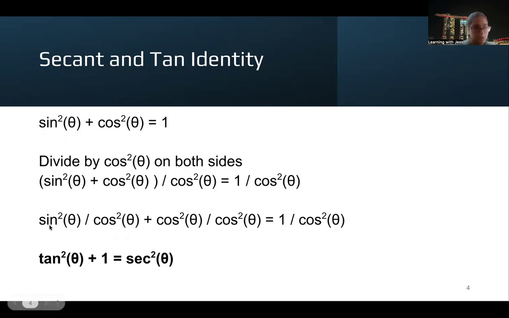So let's do that. Sine squared theta over cos squared theta plus cos squared theta over cos squared theta is equal to 1 over cos squared theta. Sine squared theta over cos squared theta would become tan squared theta because tan is equal to sine over cos. Cos squared theta over cos squared theta would become 1. And 1 over cos squared theta would become secant squared theta. This is the identity that we have just found from using this identity here.